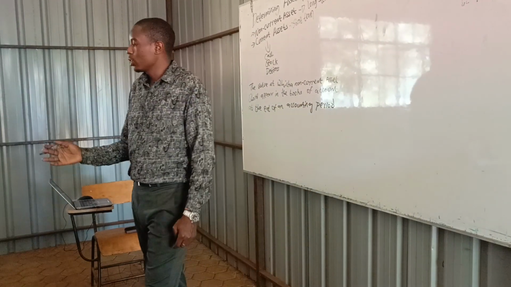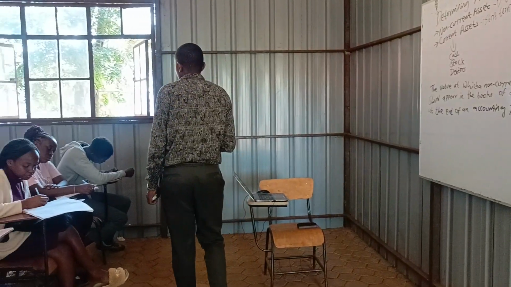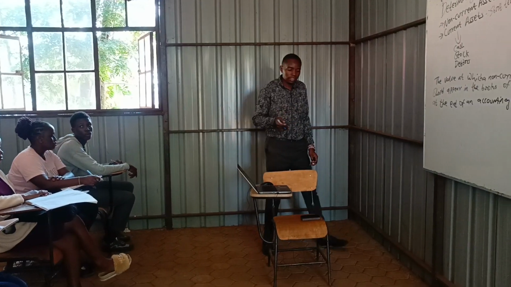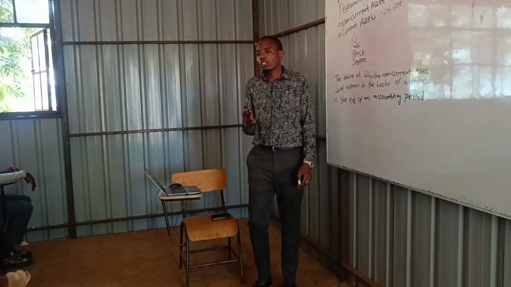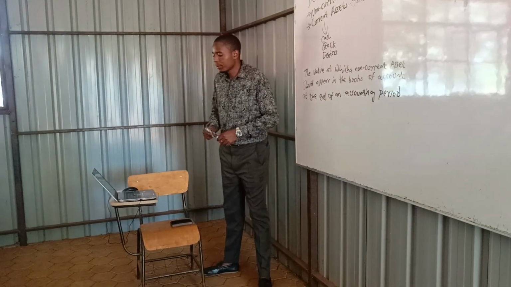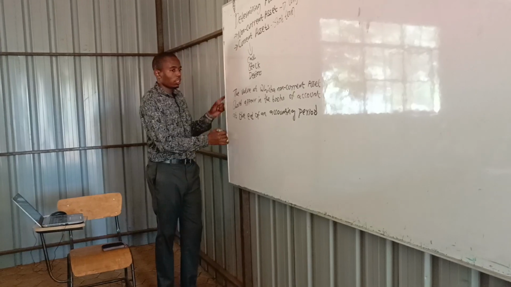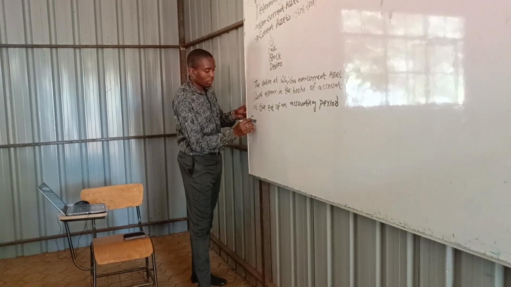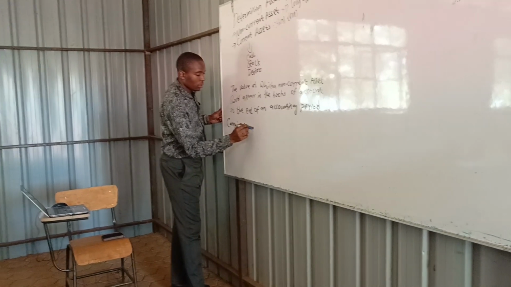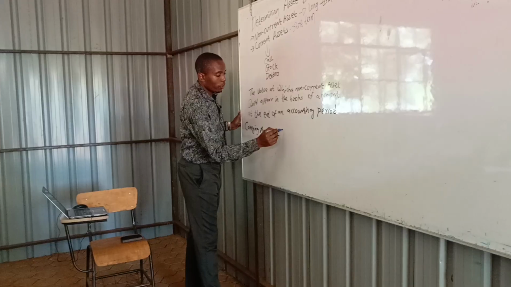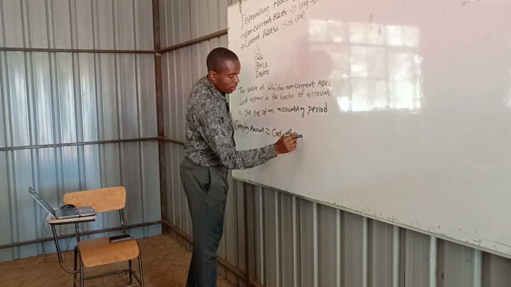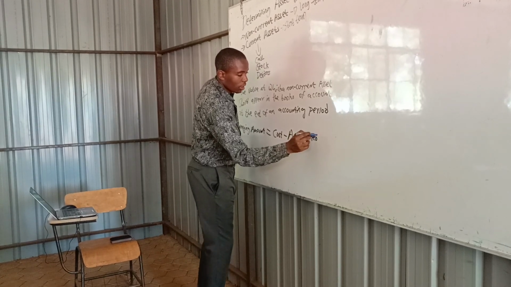So an accounting period may end when? 1st December, 1st June, can it end on the 1st? No. At the end of a month, or even at the end of a year. So, what is the formula? The formula, we have the carrying amount. How do you find the carrying amount? It will always be equal to the cost minus accumulated depreciation.